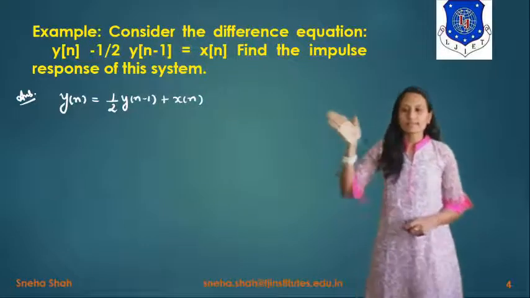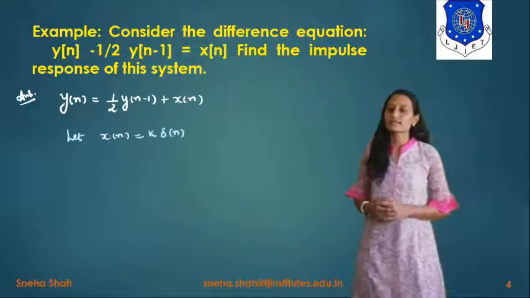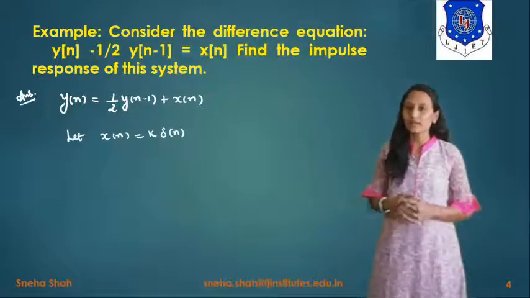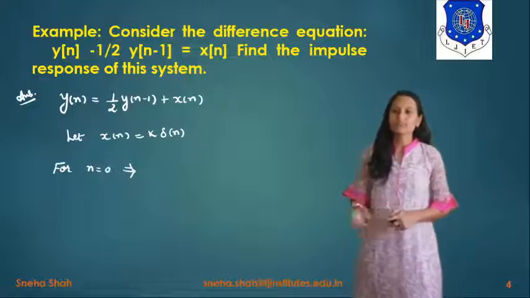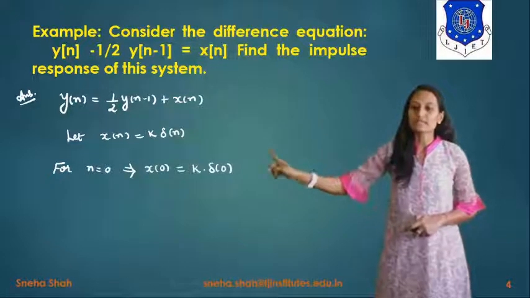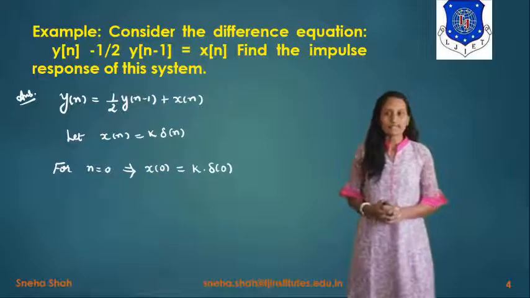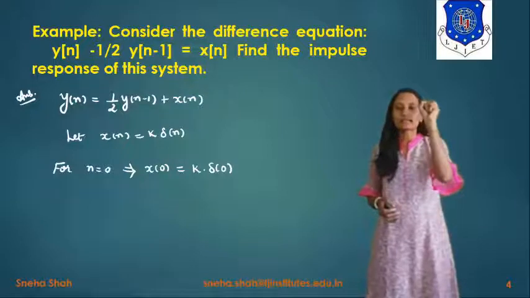Now if you want to solve this example using the particular solution method, first of all we have to take x[n] equals k times delta[n]. In this, if we take n equals 0, what will be the value of x[0]? x[0] equals k times delta[0]. Now what is the value of delta[0]? Delta[0] means the value of the impulse signal delta at n equals 0.